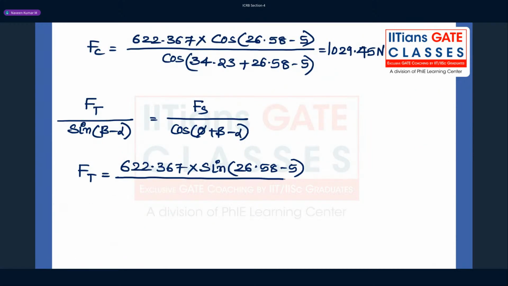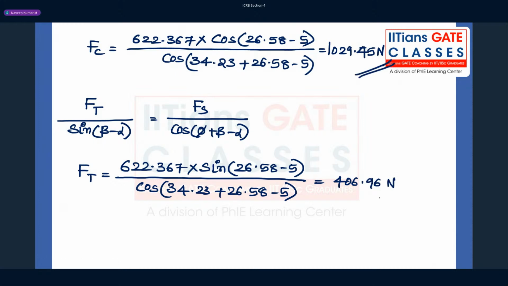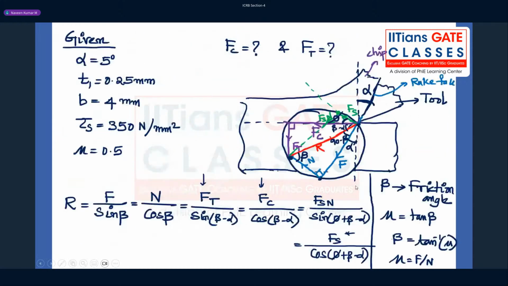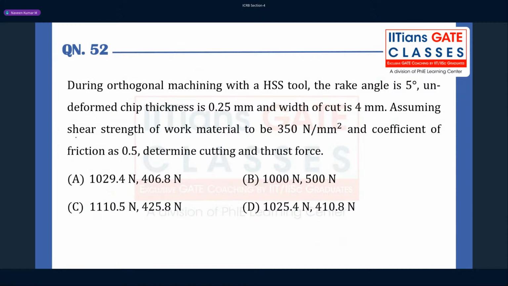Divided by cos 34.23 plus 26.58 minus 5. If you do the calculation, you get around 406.96 newtons. So this is the answer, and you can pick the right option. I think the option is 1029 and 406, the first option. The first option is correct. That's it. Finished. It's very simple.